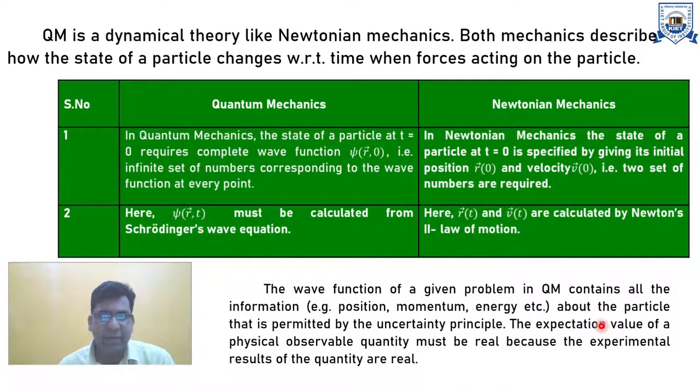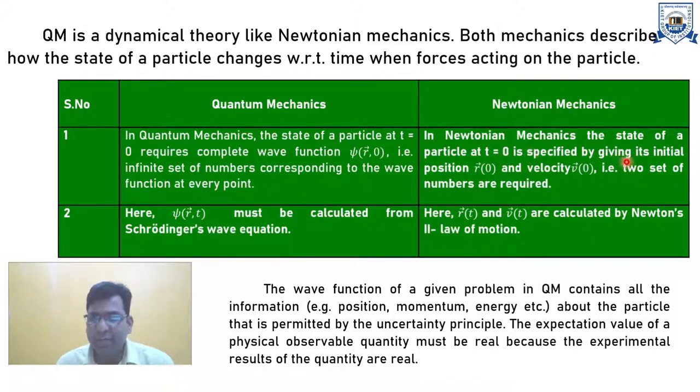These are the parameters. Hello everyone. My basic point is that quantum mechanics is a dynamical theory like Newtonian mechanics. In Newtonian mechanics, the basic laws, the first, second and third laws and the law of gravitation, describe how the state of the particle changes with respect to time when force acts on it. In quantum mechanics, the state of the particle at t equal to 0 requires a complex wave function psi of r and t, the position coordinate with respect to time, an infinite set of numbers corresponding to the wave function at every point. At t equal to 0 there may be an infinite number of waves, and the particle may exist in this region.